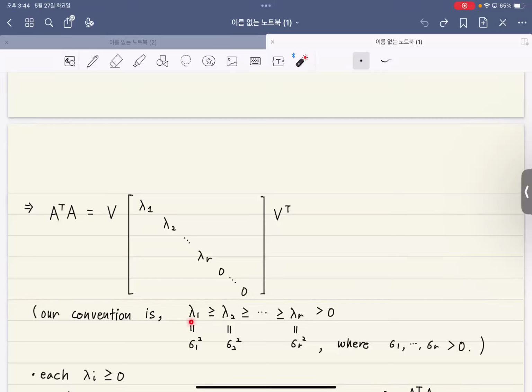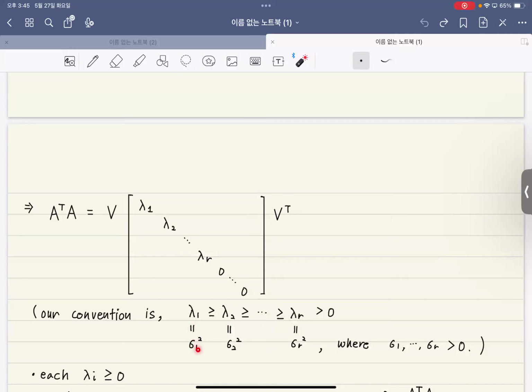So lambda 1 is the largest one, from the greatest to the least. Because of our convention, these numbers are all strictly positive, since this is the greatest and this is the least positive eigenvalue. And every strictly positive number can be written as the square root of something.